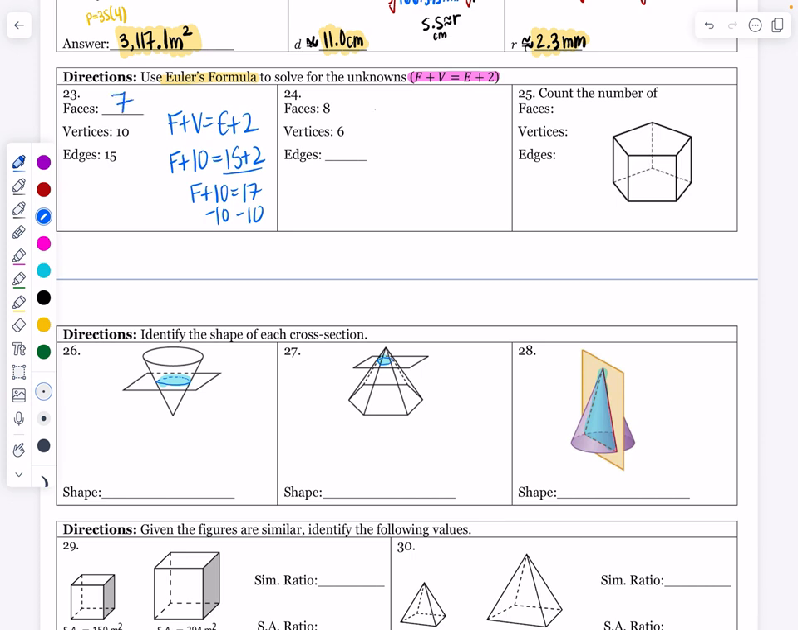Okay, let's do that again on this next problem. F plus V equals E plus 2. Faces is 8, vertices is 6. We're trying to find our number of edges, so we'll leave that as E. What is 8 plus 6? Well, 8 plus 6 is 14, so that's equal to E plus 2. I'm going to subtract 2 from both sides, and of course I'm going to get 12 edges. 12 edges, okay?